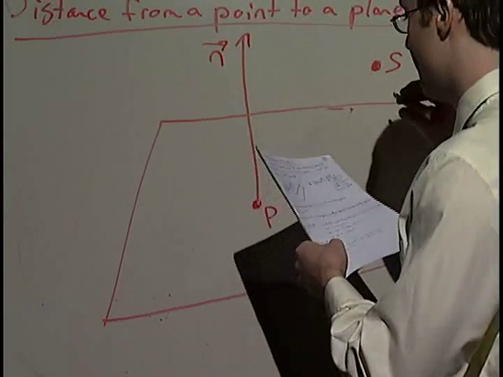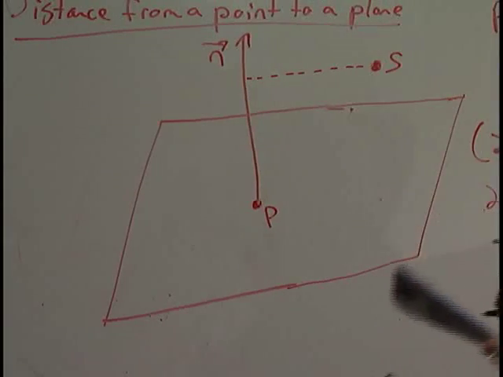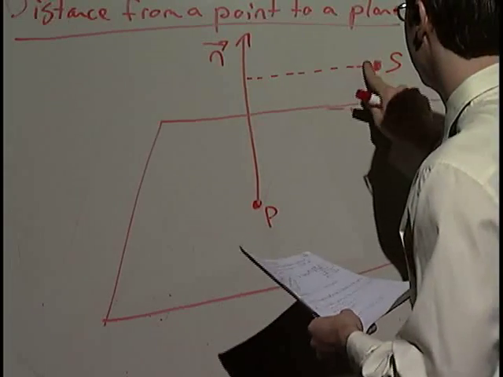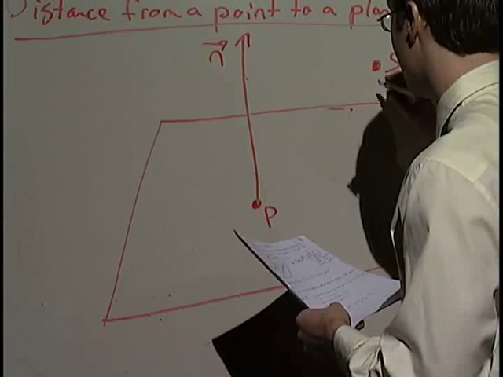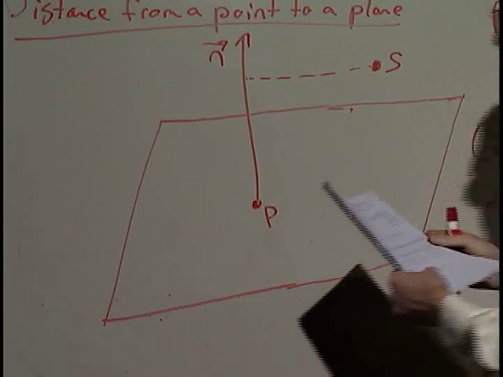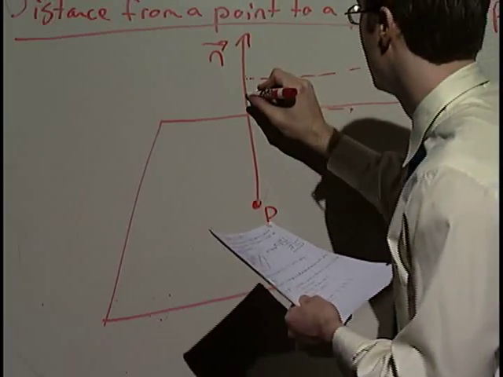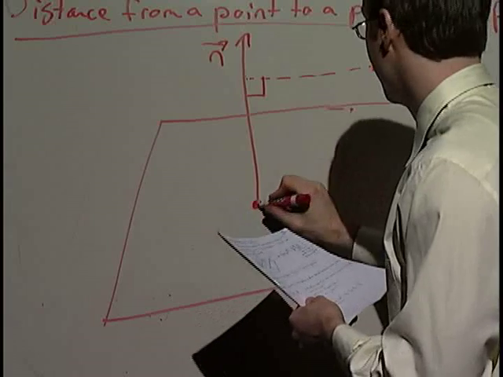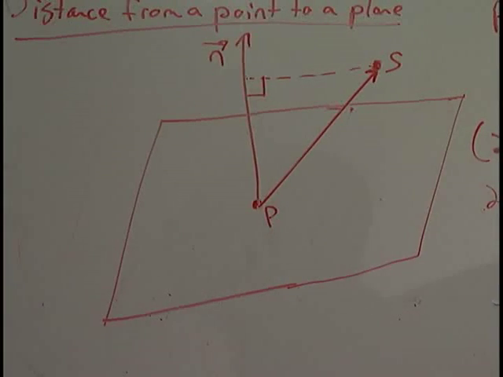So what do I want to figure out here? Well, I want to know how far it is from the point S to the normal vector. Let me draw it. I want it to look like that. And so this is going to be that extension. I want to draw this differently.